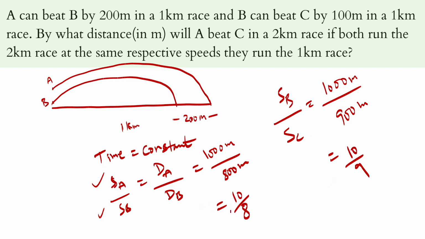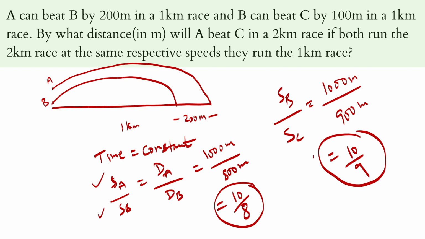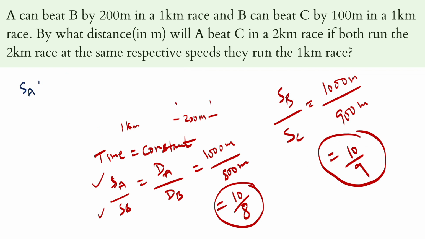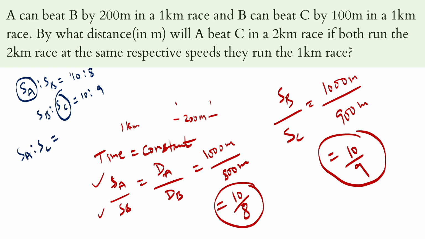Now we know the ratio of A and B. We also know the ratio of B and C. What must we find? We must find the ratio of A and C, right? A and C. So let me erase this. So speed of A is to speed of B is equal to 10 is to 8, whereas speed of B is to speed of C is 10 is to 9, right? We must find out speed of A and speed of C. Now speed of A is to speed of C: speed of A is 10 into 10, that is 100, right? Now speed of C is 8 into 9, that's 72, right?